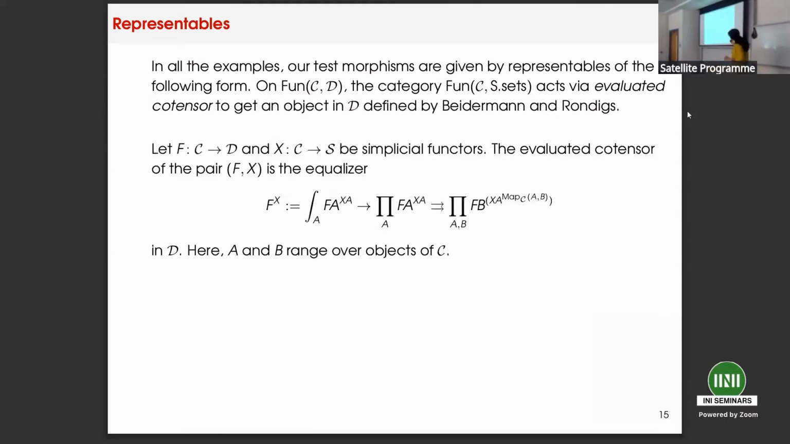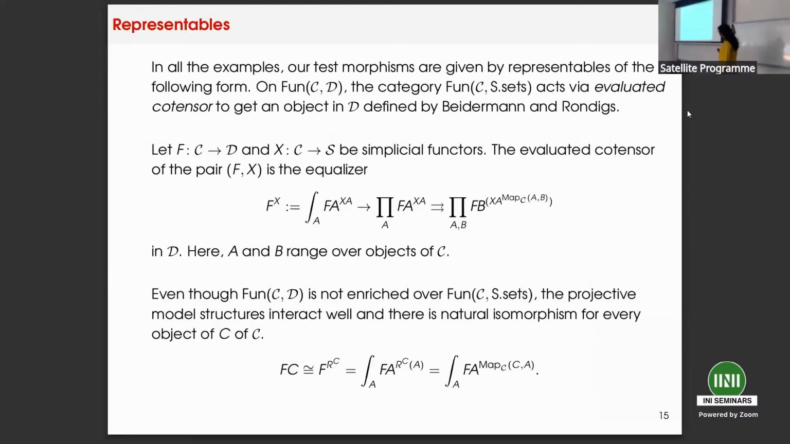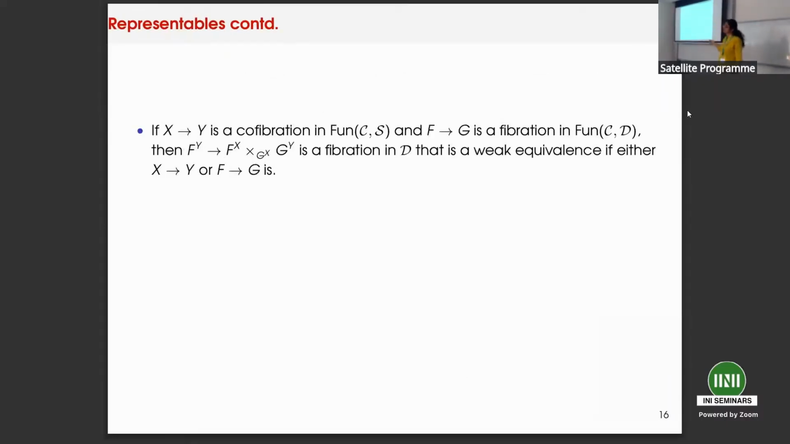So I can do what Biedermann and Röndigs call an evaluated potensor. We use the same language because it is kind of a potensor. We define the exponential thing as given here as an equalizer, where A and B range over these objects. The nice thing is that the model structures interact really well.